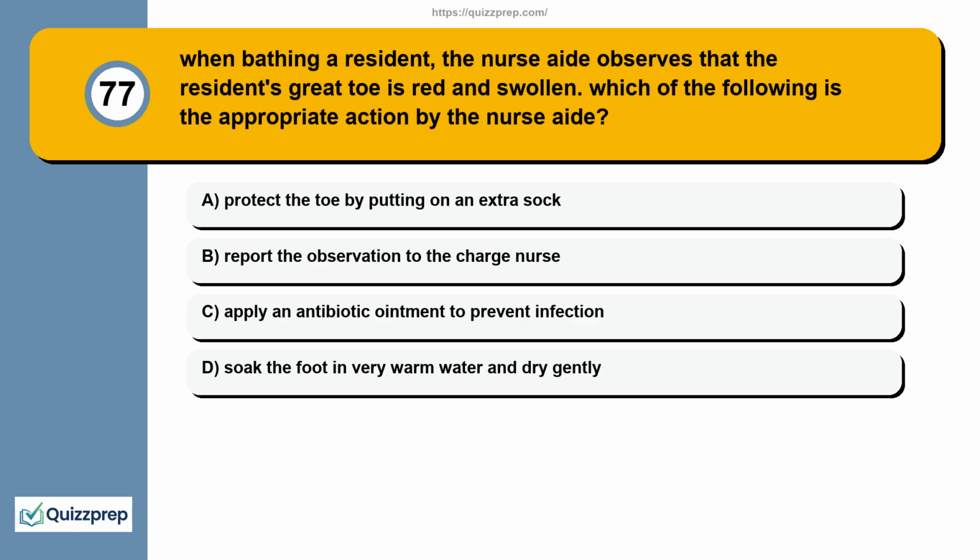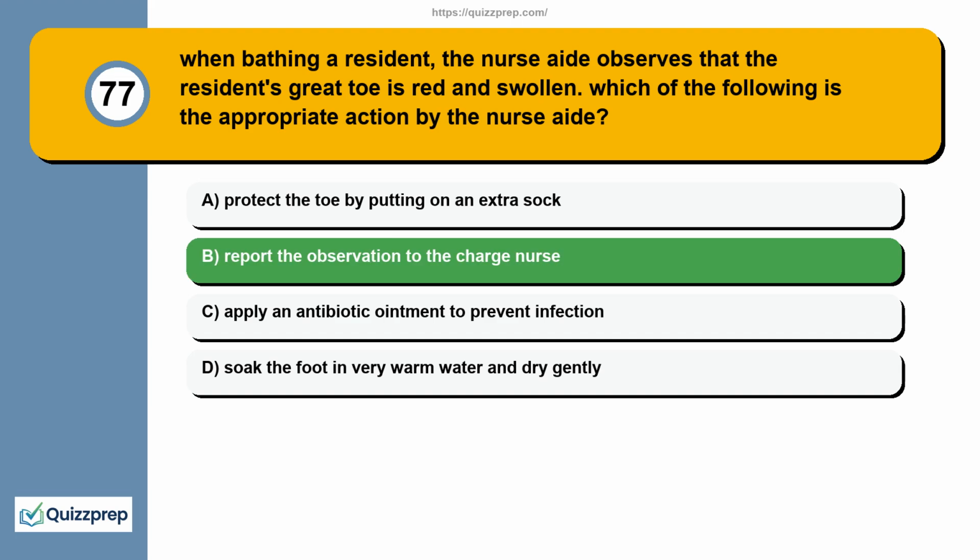Question 77. When bathing a resident, the nurse aide observes that the resident's great toe is red and swollen. Which of the following is the appropriate action by the nurse aide? Option A, protect the toe by putting on an extra sock. Option B, report the observation to the charge nurse. Option C, apply an antibiotic ointment to prevent infection. Option D, soak the foot in very warm water and dry gently. The correct answer is option B, report the observation to the charge nurse.